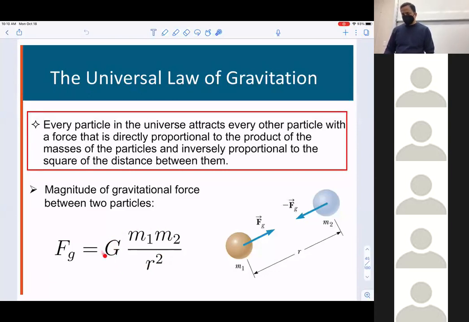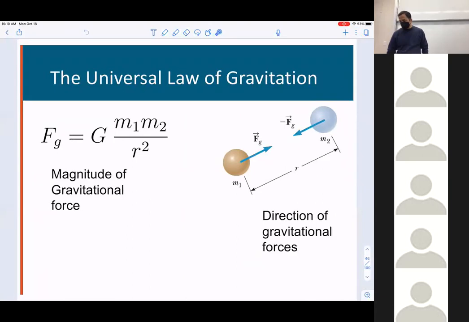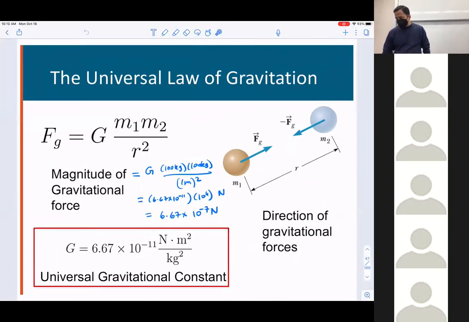G here is the gravitational constant. It's about 6.67 times 10 to the minus 11. And then you have the product of the two masses, m1 times m2, divided by the distance between them squared. And the key thing here is that m1 is exerting the same force on m2 that m2 is exerting on m1. It's just that their directions are opposite. M1 is pulling m2 towards it, and m2 is pulling m1 towards it. So this is the magnitude and the direction. This is the gravitational constant.